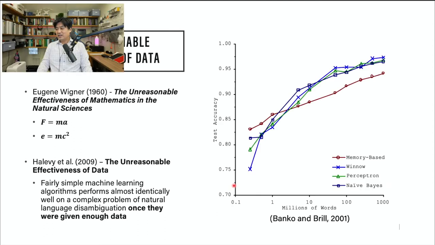In the actual graph in the paper, the x-axis is the number of words used to train the model, and this is target accuracy. I'm going to say this blue one is the simplest one. You can see that it performs worse, but once enough training data is given to the simple model, it almost outperforms or performs as well as other complicated algorithms out there. So I think that is the beauty of this paper.